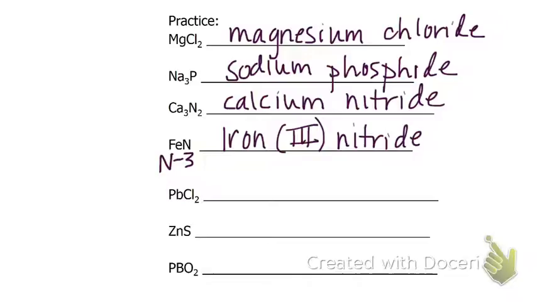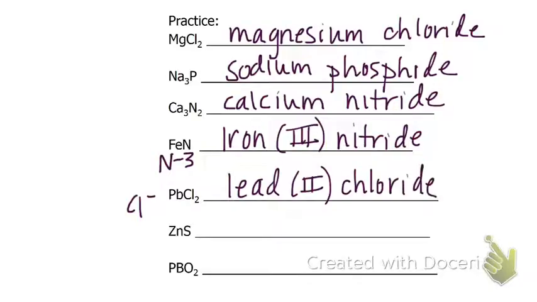Okay? On the next one, lead, and we have chloride. What is the charge of a chloride? -1, but we have 2 of them, so it took 2 of them to go with 1 lead. So what does the charge of lead have to be? +2. So we have lead 2 chloride.